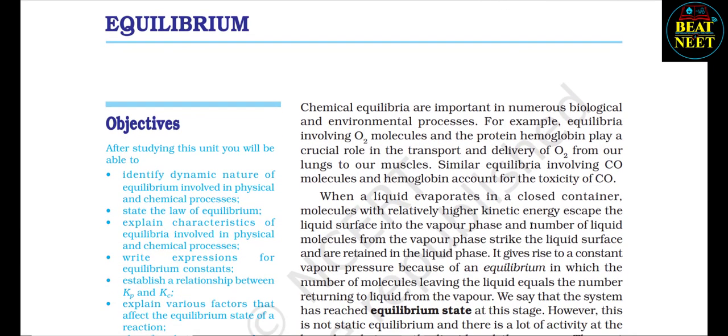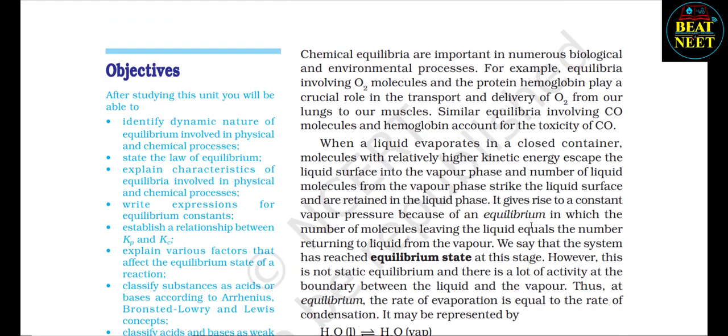Chemical equilibria are important in numerous biological and environmental processes. For example, equilibria involving O2 molecules and the protein hemoglobin play a crucial role in the transport and delivery of O2 from our lungs to our muscles. Similar equilibria involving CO molecules and hemoglobin account for the toxicity of CO.